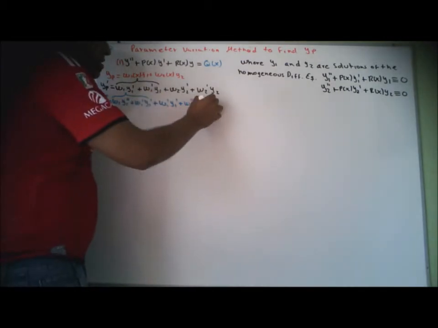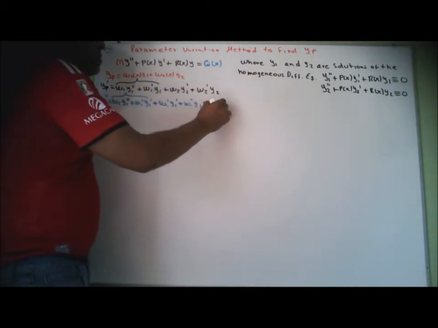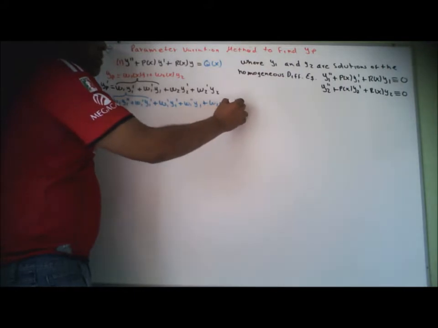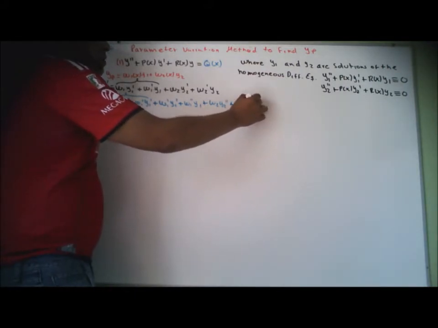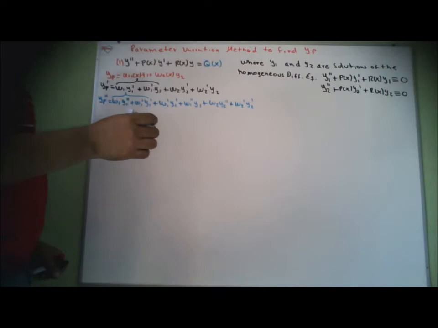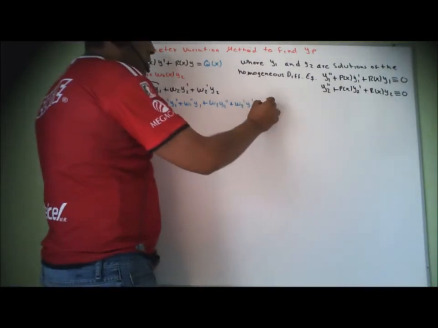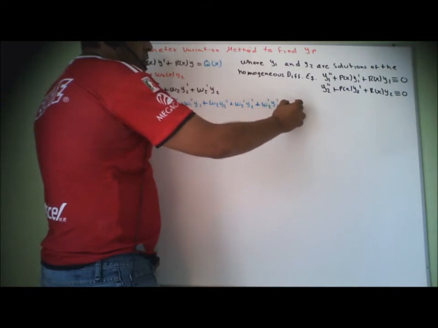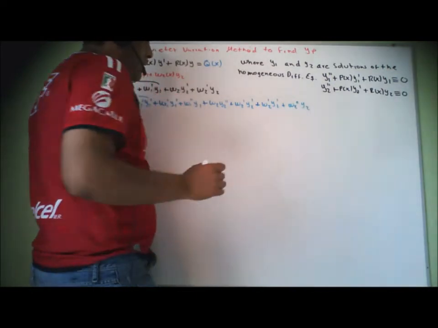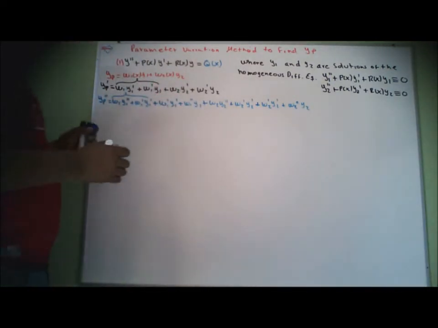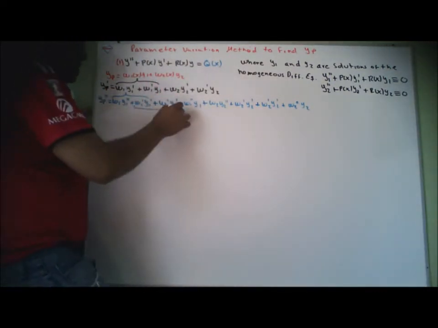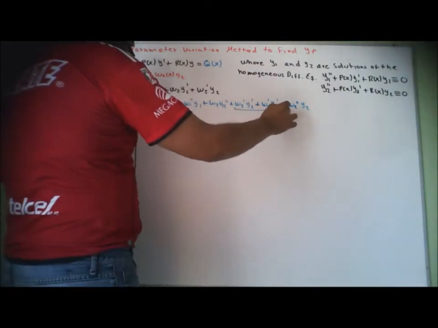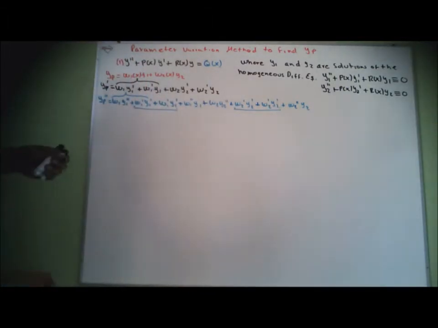Now, plus derivative of this, w2 y2 double prime plus w2 prime y2 prime. Okay, and then plus w2 prime y2 prime plus w2 double prime y2. Okay, we can reduce this because as you can see, these and these, they are the same, and these and these, they are the same. Okay, now that we have the second derivative, let's replace in the differential equation.